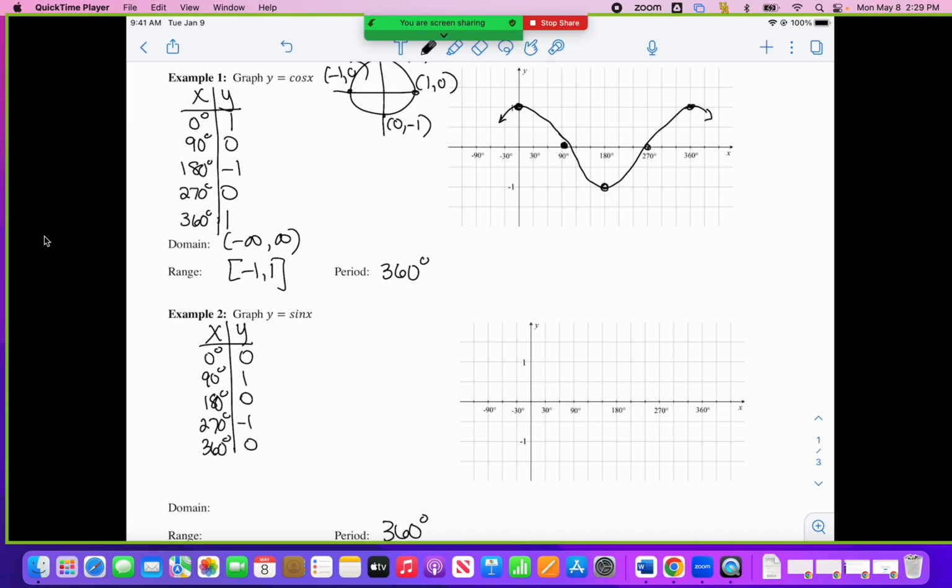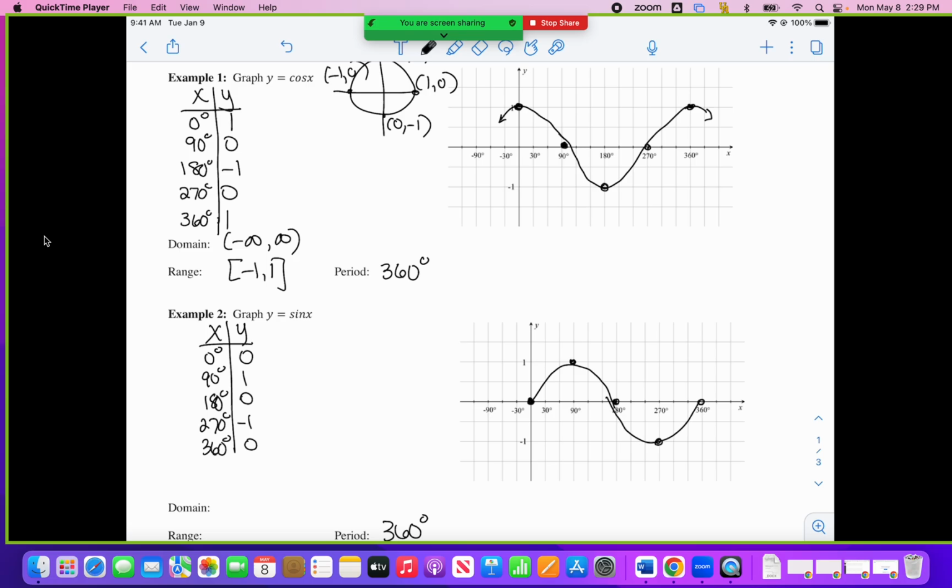Now, when you do enough of these, you might just begin to remember them, and that's a bonus. That's just a bonus. So here we go. This is 0, 90 degrees is 1, 180 is 0, 270 is -1, 360 is back to 0. So make it nice and rounded.